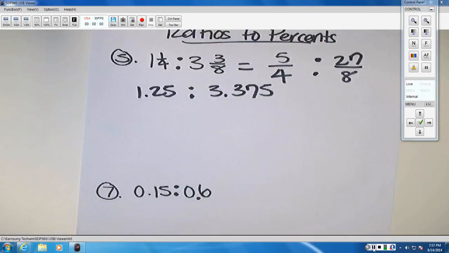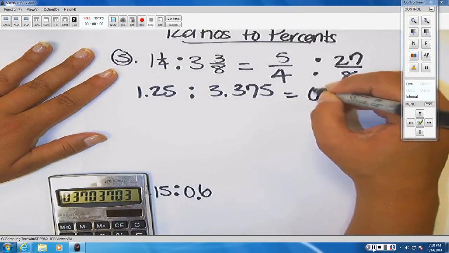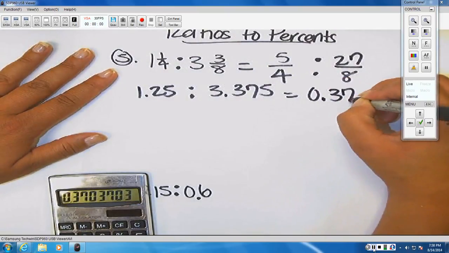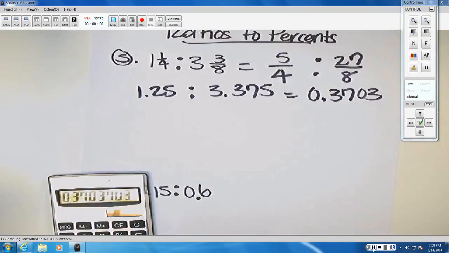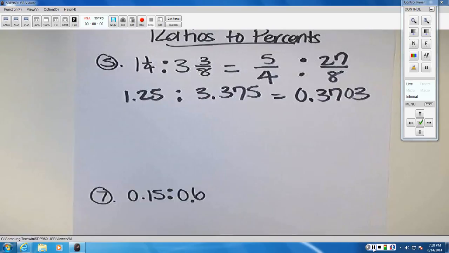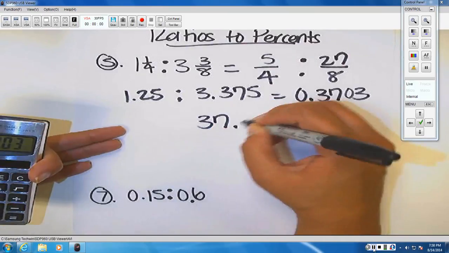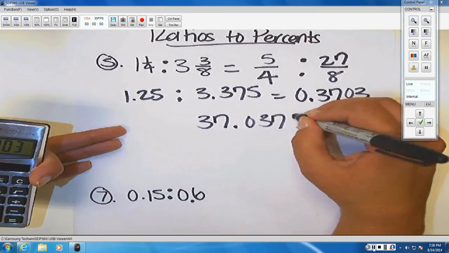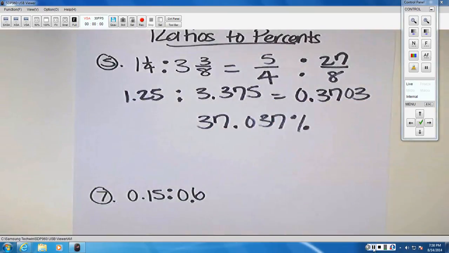And now we're simply going to divide the first number by the second number. So 1.25 divided by 3.375 gives me 0.3703. I'll take it out that far. That's my decimal, but I want a percentage. So I have to take that and multiply it by 100. And I end up with 37.037% as my final answer.